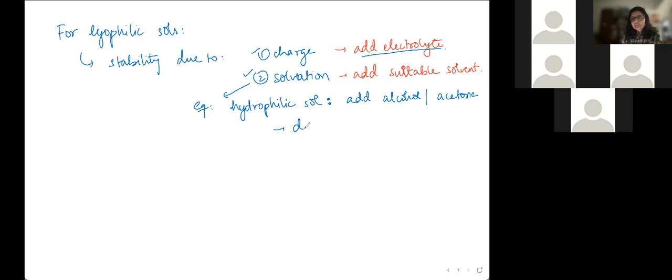this leads to dehydration of the colloidal particle. Basically, the water molecules that are surrounding the colloid particle will be pulled away because of the addition of the alcohol or acetone. So that dehydration is taking place, so solvation goes away. So stability is reduced, meaning that's going to lead to coagulation.